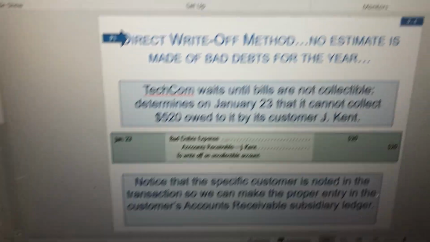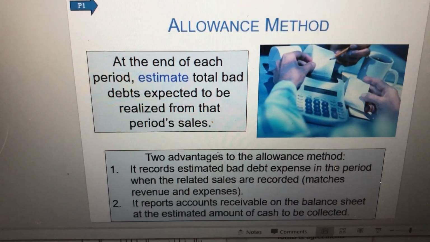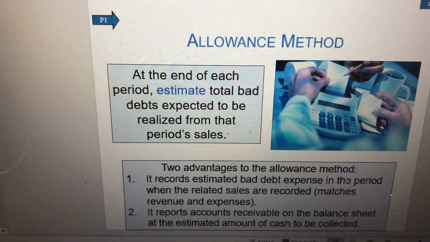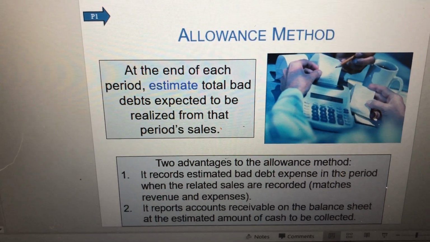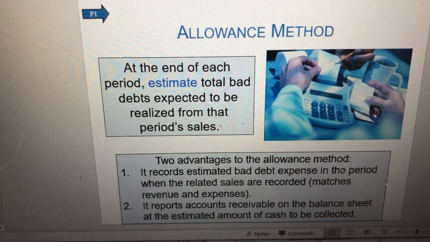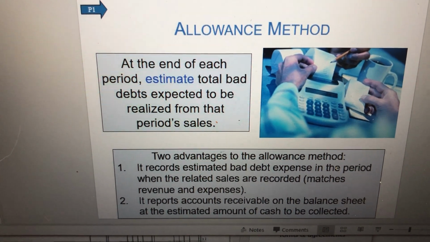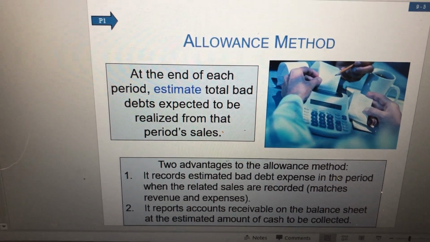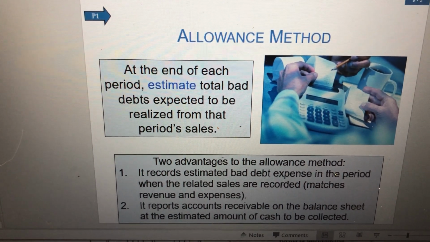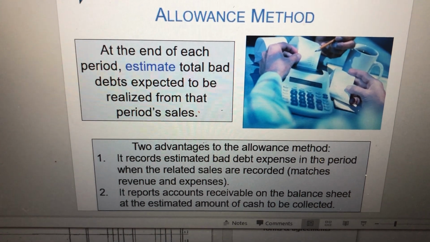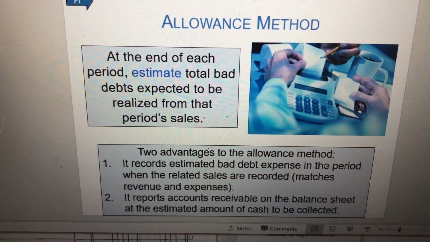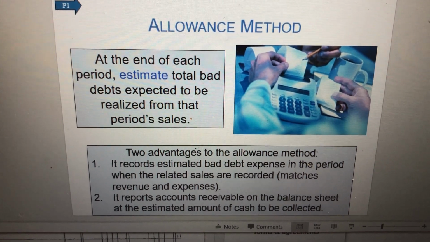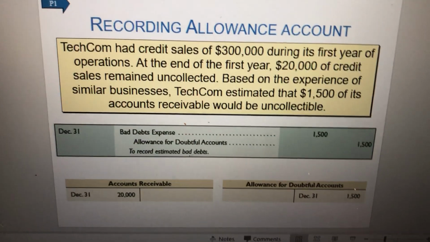Okay, the other method is called the allowance method. You record the estimate. Companies go back and do an estimate of how many accounts won't be paid, and then they record that first at the beginning of the year, and then as people don't pay, they come back and write them off. Okay, this follows the matching principle, and it shows accounts receivable at what we call realizable value. Okay, so I'll show you about that. Here are the journal entries.